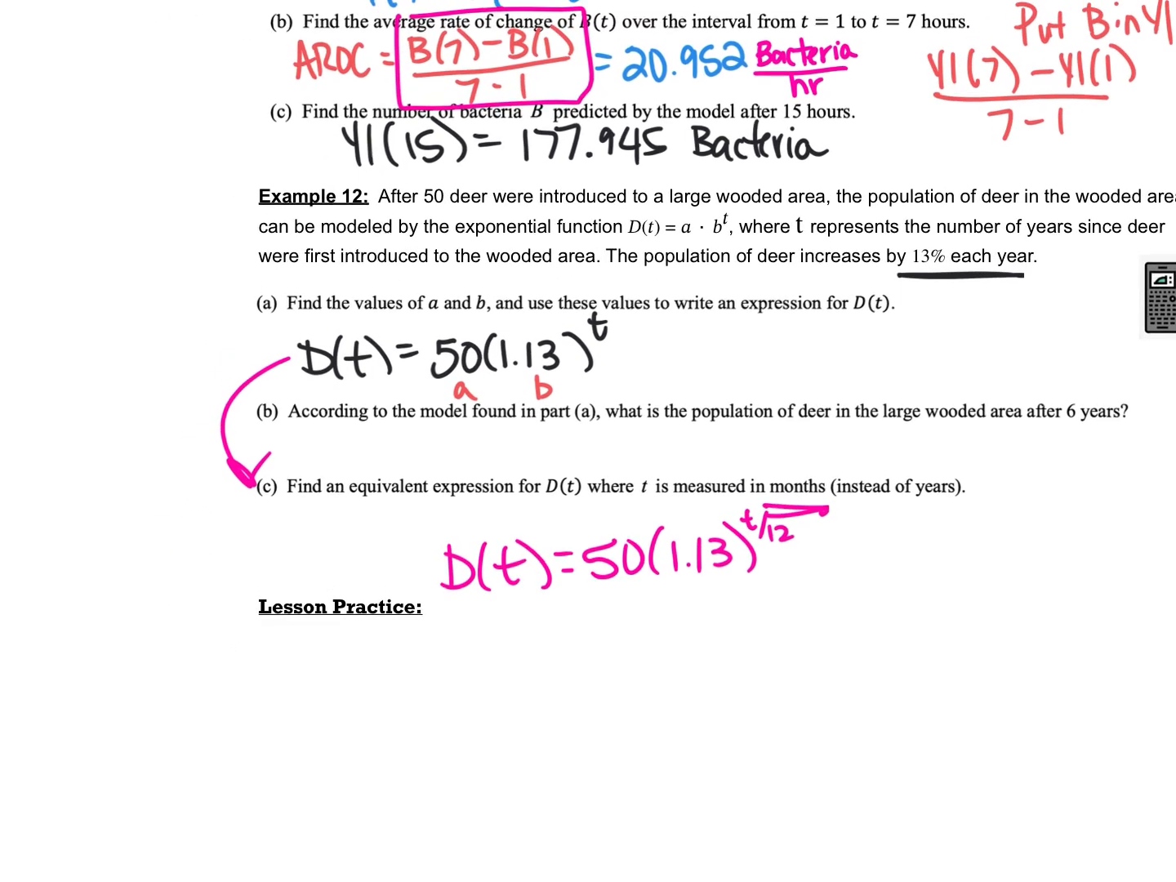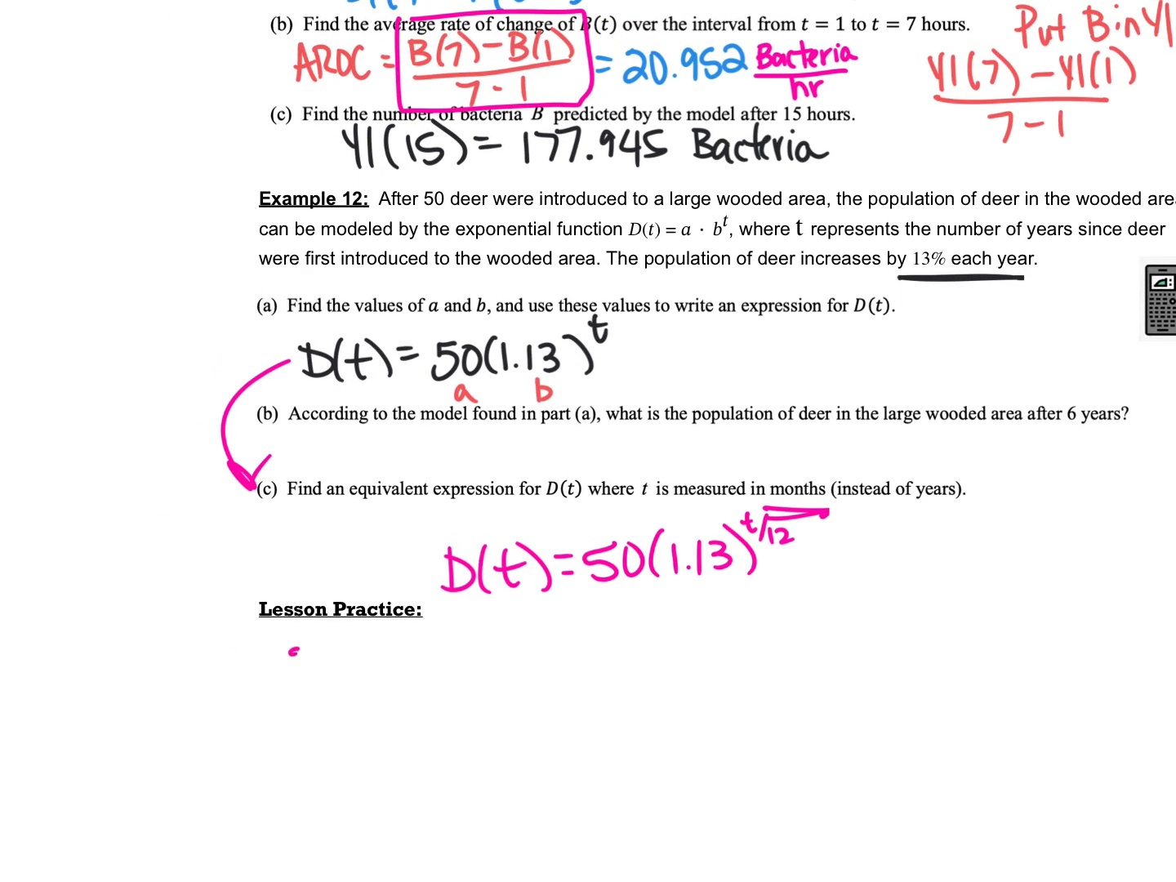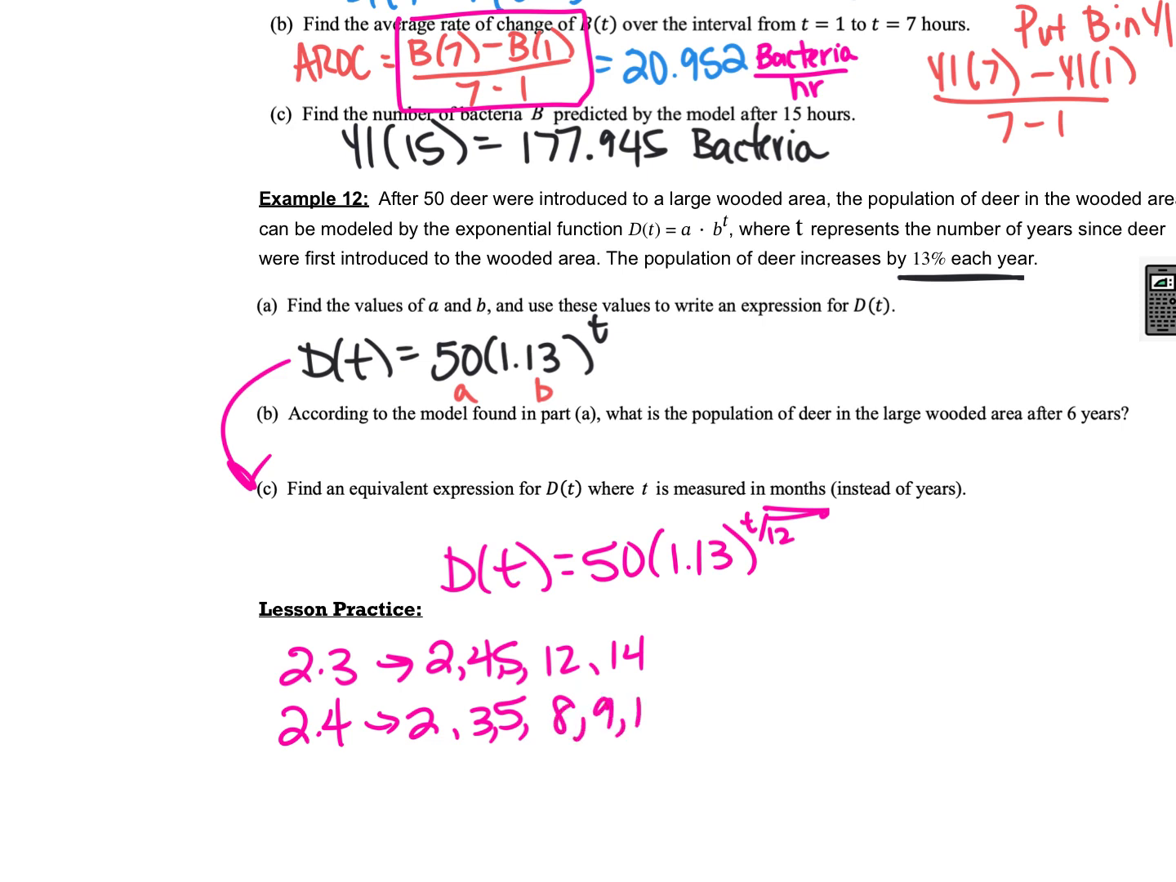All right. Let me give you your numbers to work on. On 2.3, there's just one worksheet for each: 2, 4, 5, 12, and 14. On 2.4, 2, 3, 5, 8, 9, 10, and 13. And on 2.5, 1, 3, 4, 6, 7, 9, and 10.